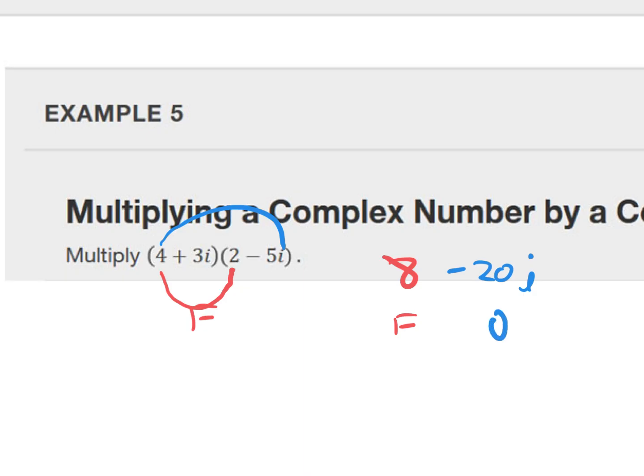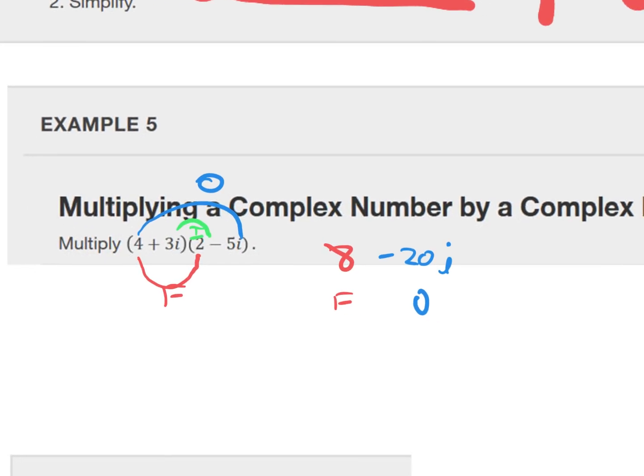Next, let me label the outer. Outer. The next ones are the two insides. Label those with an I. Inside. Now be careful, this is different. 3i times 2. It's reversed from what I've seen before. It's still going to be 3i times 2, and 2 times 3 is 6. So I'm going to see a 6i. So over here, I'm going to write plus 6i. That came from the inner.